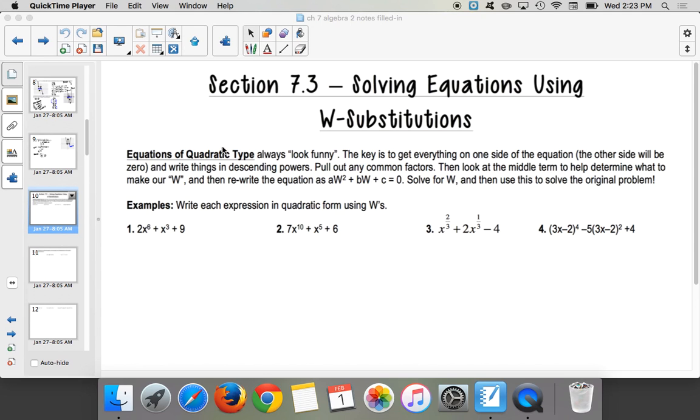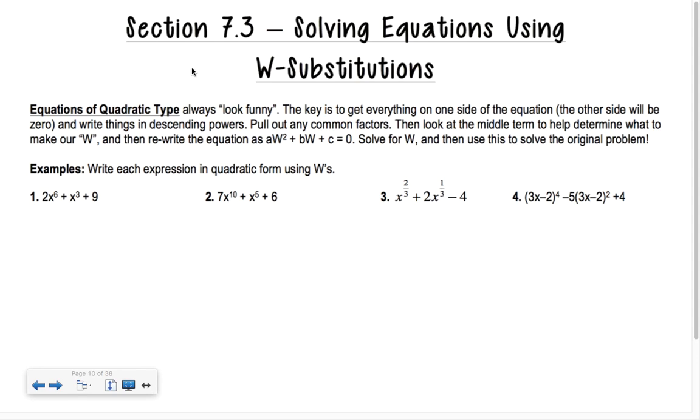7.3 is on solving equations using what's called W-substitutions. So these equations are called equations of quadratic type. It's very strange. A lot of them are going to look really, really weird.